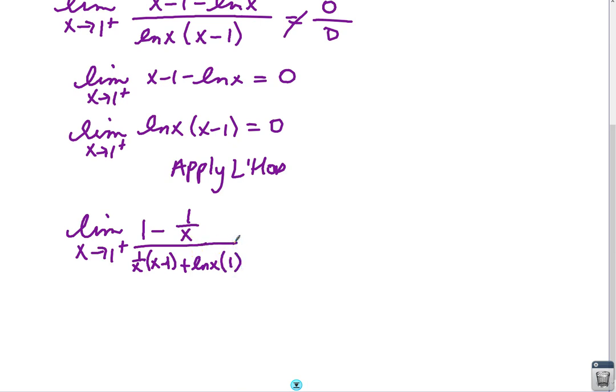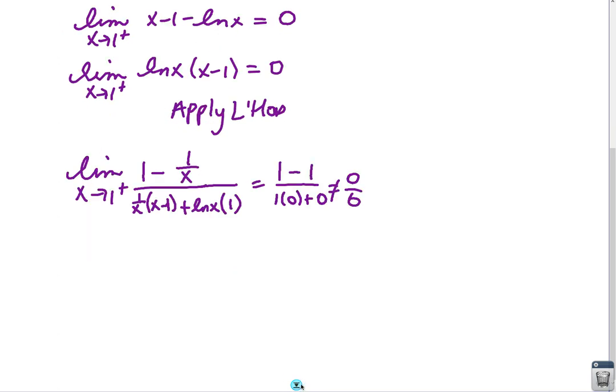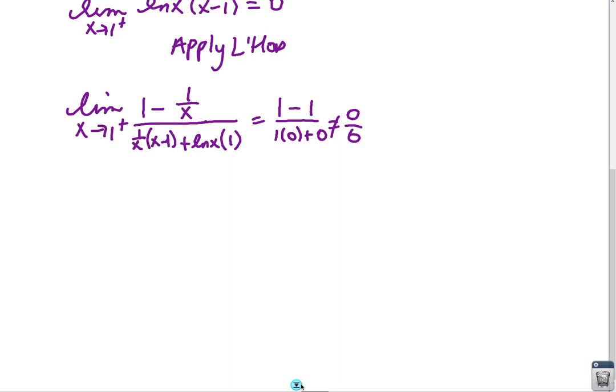Okay. From here, let's do direct substitution. That's not looking good. 1 minus 1 over 1 times 0 plus natural log of 1, 0. Oh, shoot, we get 0 over 0 again. All right, well, we know what that means. We know that means we need to apply L'Hopital's again, but let's see if we can clean this up some. Maybe I missed something here.